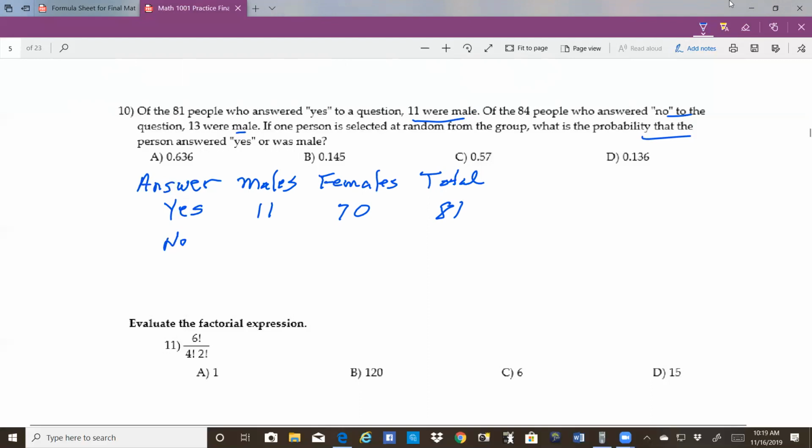Of the ones who answered no, there were 13 males. And there was a total of 84 who answered no. So that leaves 71 females who answered no. So the total number of people who answered the question was 165.